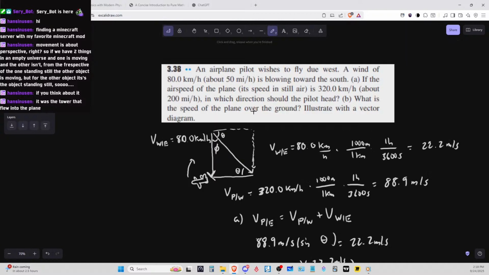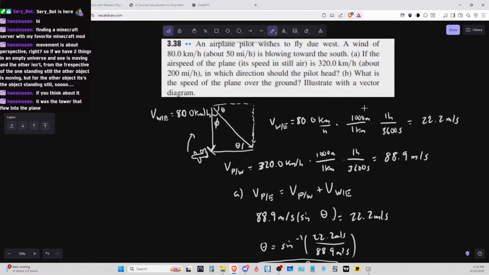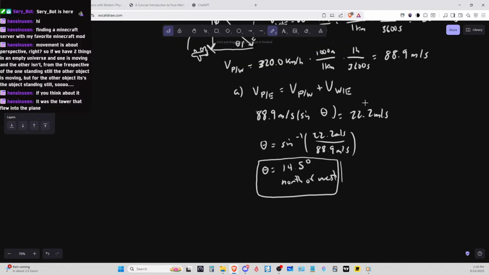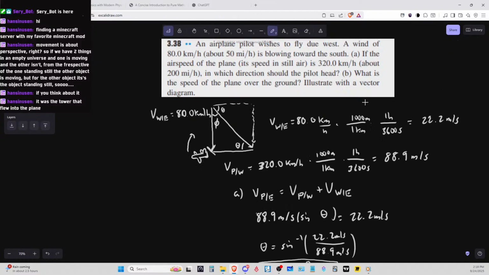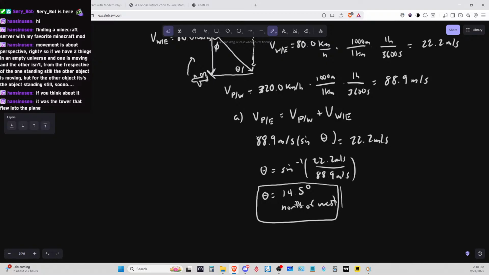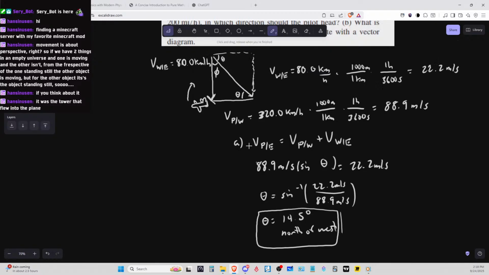What is the speed of the plane over the ground illustrated with the vector diagram? So I just want to check this over, because if we have sine, then basically, because I know sine is basically for the y component, so I'm just trying to make sure that this works out, because if the plane moves this way, because we know we want to go against the wind, so the wind is going to go this way.